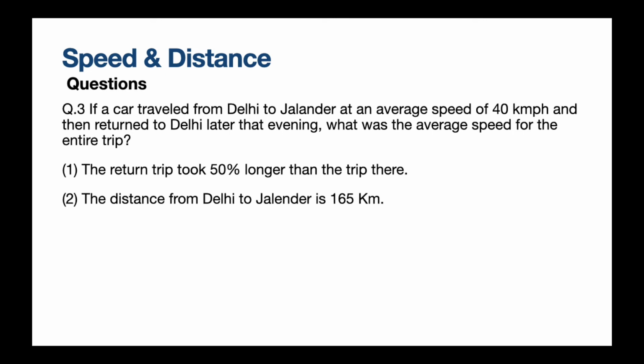The question is: if a car travels from Delhi to Jalandhar at an average speed of 40 km per hour and then returns to Delhi later that evening, what was the average speed for the entire trip? It's a very simple question to solve, and he has given me two statements. The first says the return trip took 50% longer than the trip from Delhi to Jalandhar, and the second says the distance from Delhi to Jalandhar is 165 kilometers.